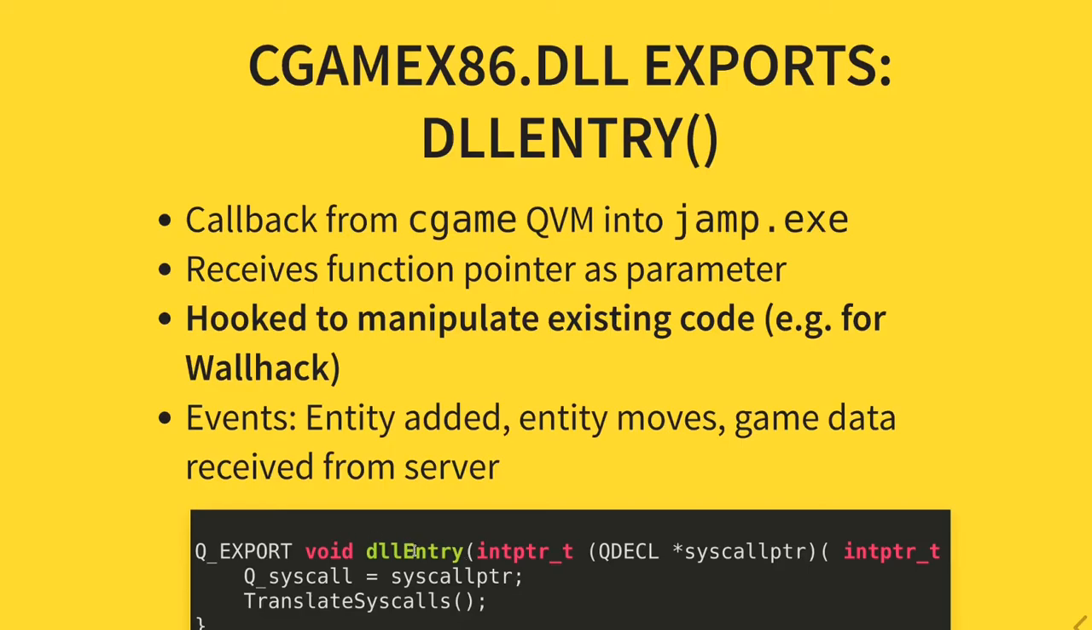This is the prototype for dllEntry, and one important thing is that it receives a function pointer from the main executable that points back to a function inside of the main executable. So you can use this one to perform callbacks. But more importantly, you get notified in case an entity is added to the screen or it moves, as I already said. So you can manipulate this program flow in order to display an entity on top of walls, which is the main goal of a wall hack.